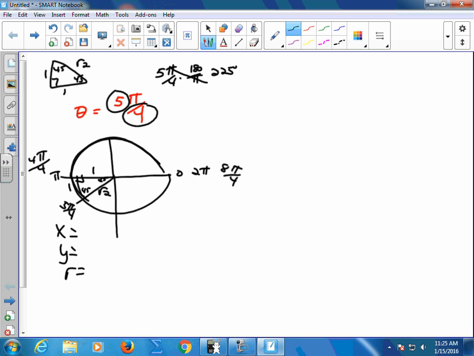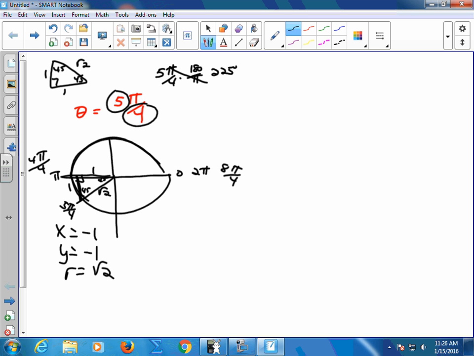This is where your coordinate grid comes in real handy. In this quadrant, look at my x-axis. Is x positive or negative over here? Negative. X is negative 1. Is y positive or negative over here? Y is negative 1. And my radius? Always positive.